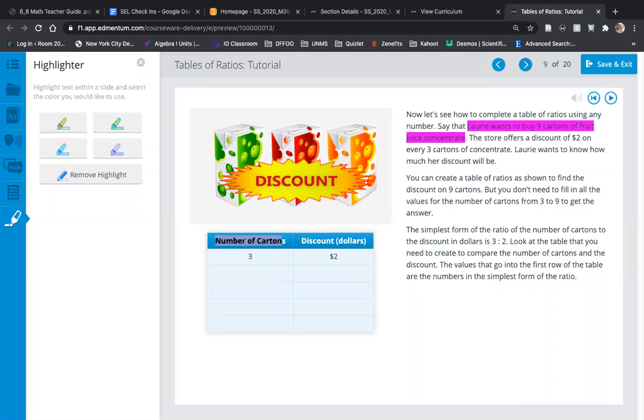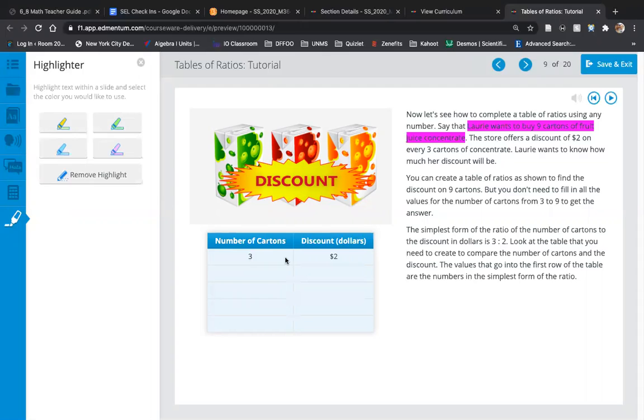Number of cartons is on one side, and the amount of money it's going to cost is on the right-hand side. It doesn't matter the order that you keep it as long as you keep the numbers in the right place. If I wrote number of cartons, and then I put a 2 here, dollars, and put a 3, now I'm going to get the wrong answer. So just make sure that you're matching up your units with the correct numbers.